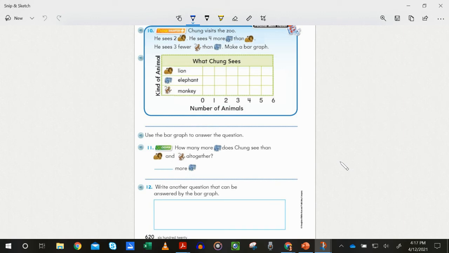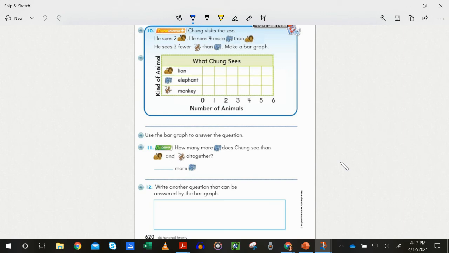So the only number they gave us straight out was the lion number. He sees 2 lions. And we get 4 more to find the elephant number. And then with the elephant number, 3 fewer to get the monkey number. Pause if you need more time to make your bar graph.